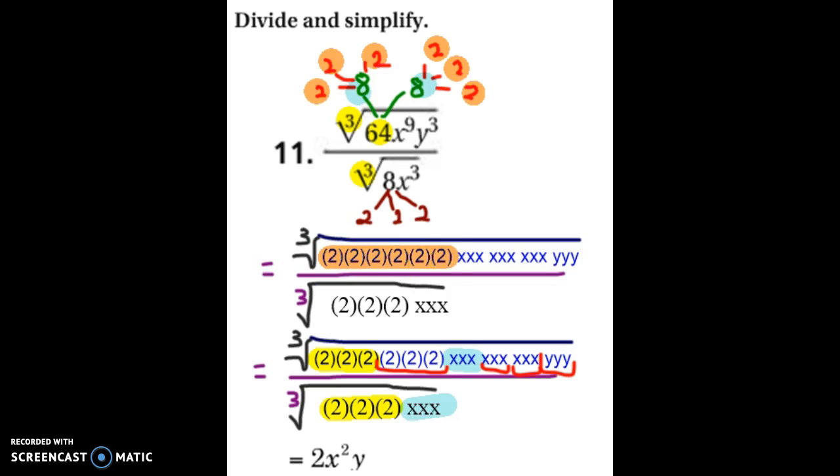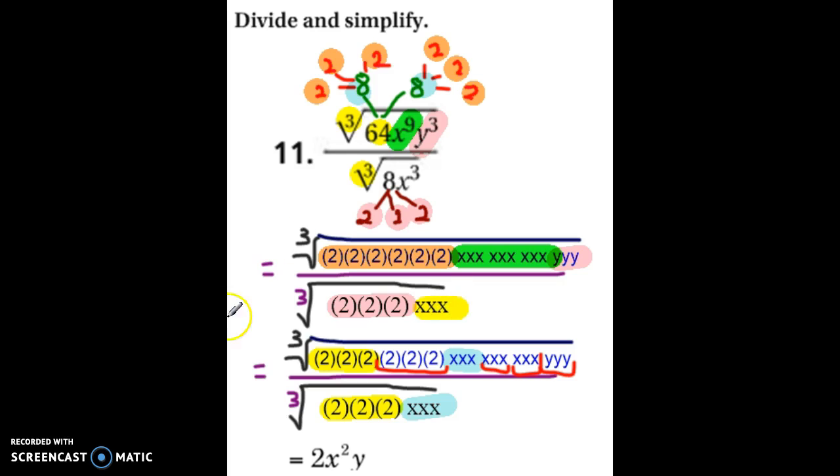And I hope you know the shortcut. But if you don't, I'm writing this out by longhand. I have x to the 9th, so I wrote out x to the 9th. I have y cubed, here's y cubed. In my denominator, I factored 8 into 2 times 2 times 2. That's where these 2's come from. And then I have x cubed.